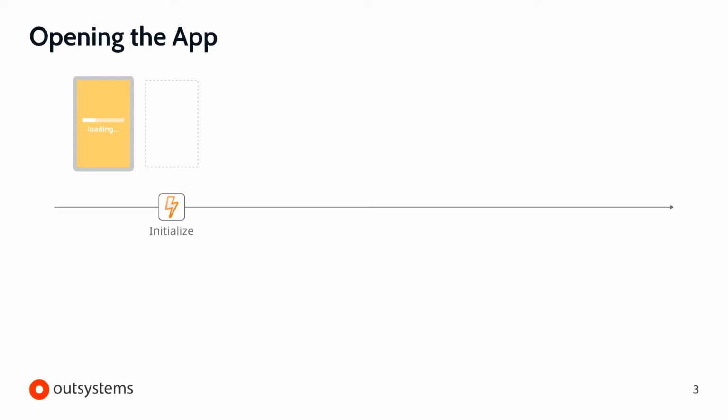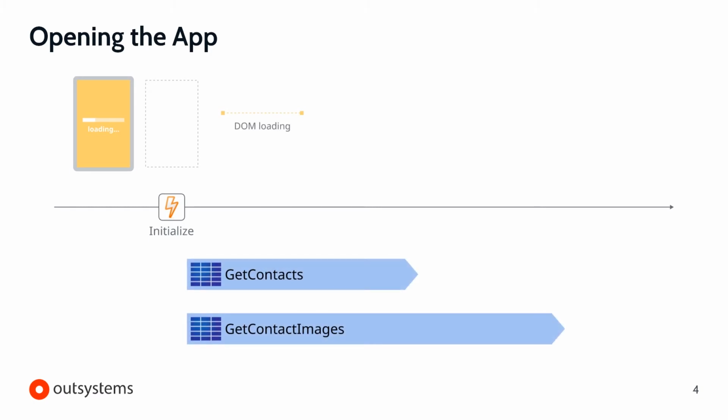Let's start with a simple scenario. Here, we are entering a screen which triggers the initialize event. Immediately, the aggregates and data actions that are defined at the screen level are triggered. While these execute in the background and we wait for a response from the server, the DOM starts to load. This happens quite fast. Upon completion, the ready event triggers and the screen starts to render. When the screen is completely rendered, it triggers the render event. At this point, the screen and its widgets are visible to the end user.